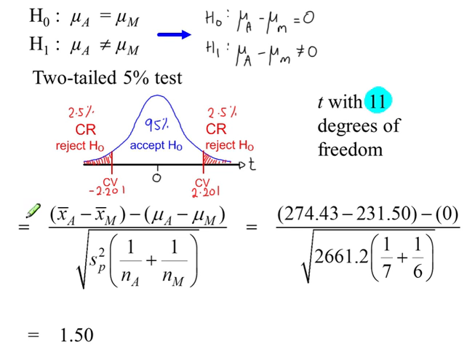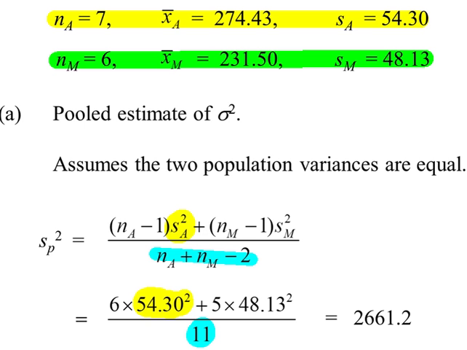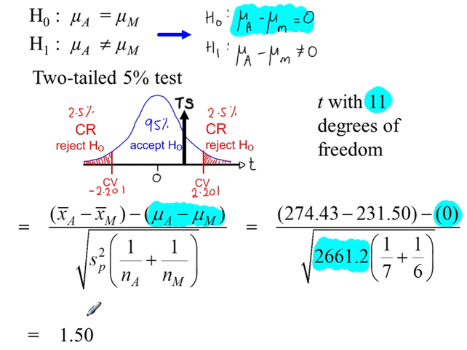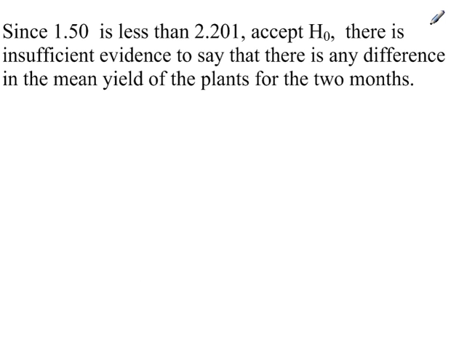And in the t test statistic formula, this value is 0, which is why it's useful to write H0 and H1 in this form rather than this. So 0 goes into the formula here. Our S_P squared value from here. So our test statistic is 1.5 and it's in the acceptance region. And our conclusion in context.